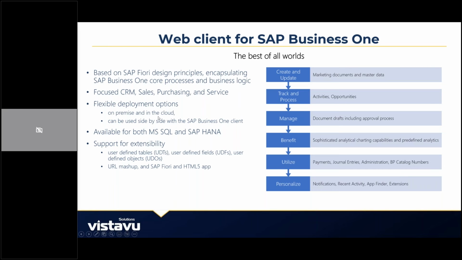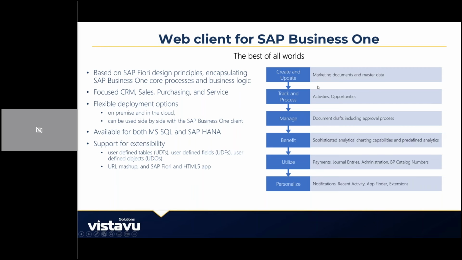It does work both for on-premise and in the cloud. So even if you're an on-prem customer, you can still have the client and be able to push that out internally or externally from your own system. And it continues to work side by side with the traditional SAP Business One core client. I've been emphasizing this, that it's available for both SQL and HANA. And it includes support for the extensibility. So user-defined tables, objects, user-defined fields, as well as some exciting things like the URL mashup, which I'll show today, and some personalized apps that you can have.